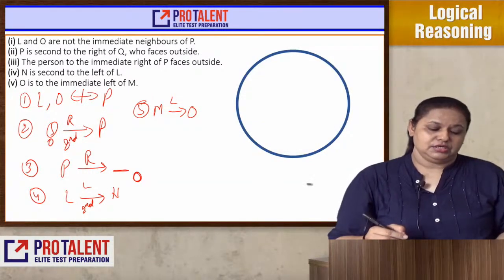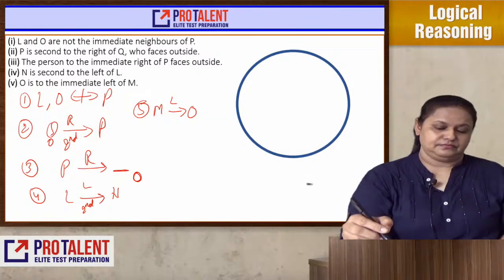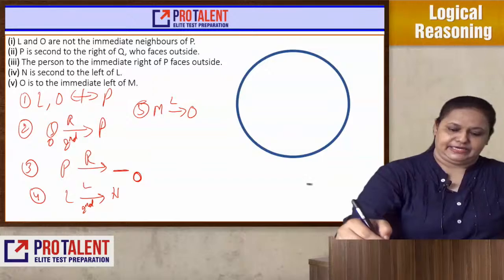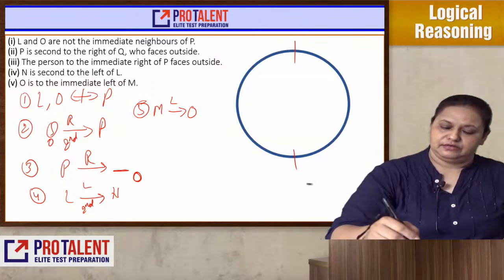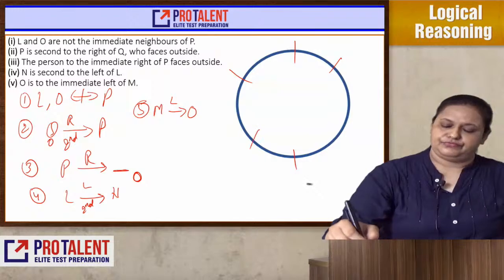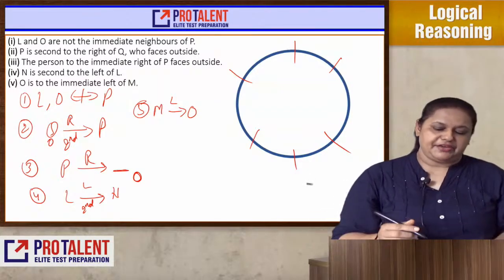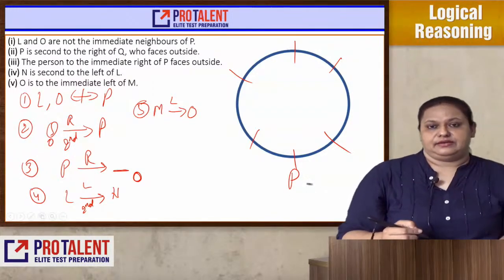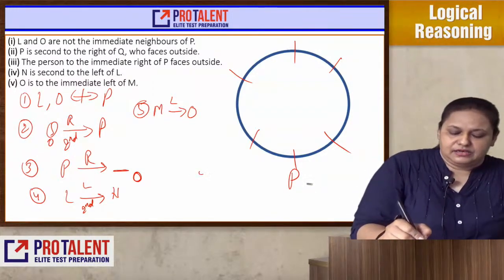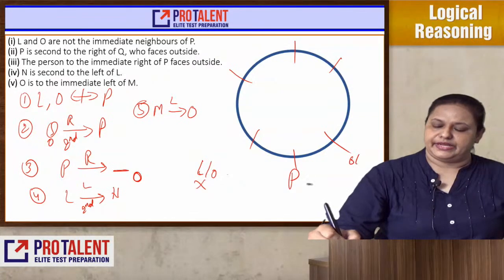So, if I give you L, M, N, O, P, right? L, so how many people are there? 6 people are there. So, 1, 2, 3, 4, 5 and 6. Let's see, we should start with, say if I put P over here, then obviously, L and O can't be here, and similarly O and L cannot.